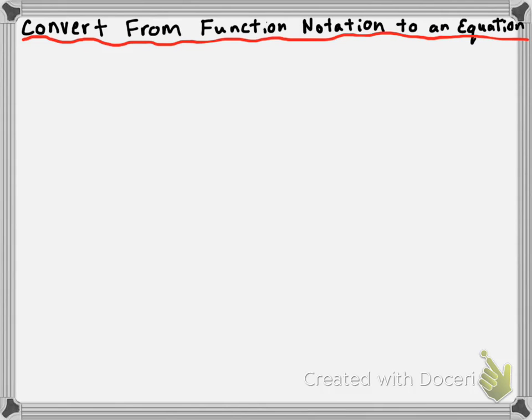So the idea is that if you have a transformed function which has been written in function notation and you want to write the equation of the actual function, this is what we're going to be doing. Okay?